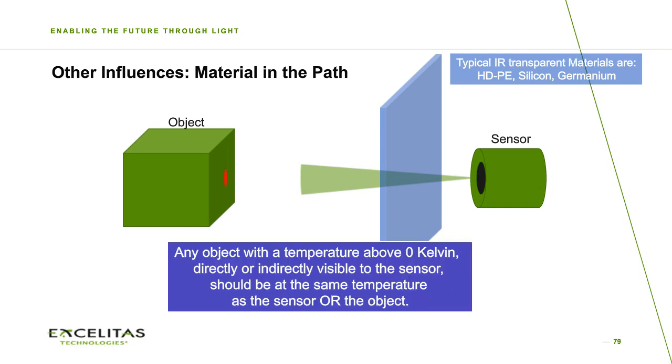Any object with a temperature above 0 Kelvin, directly or indirectly visible to the sensor, should be at the same temperature as the sensor or the object. This means even the package and, as I said, also the lens hut, which might not be directly visible to the sensor, are still visible through stray light. We're talking about accuracies down to 0.1, 0.2 degrees C, which you would like to achieve. And this is only possible when you have everything at the same temperature.